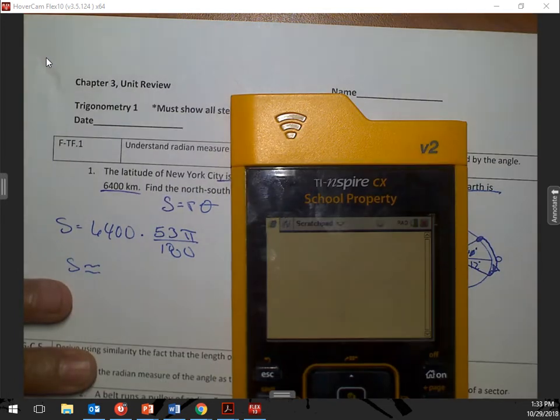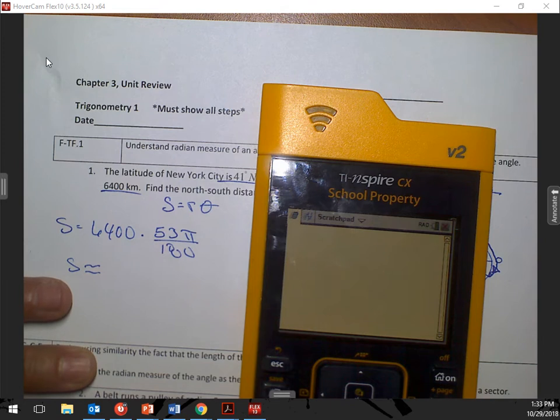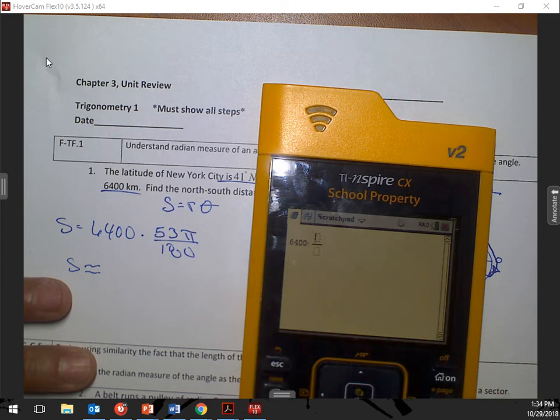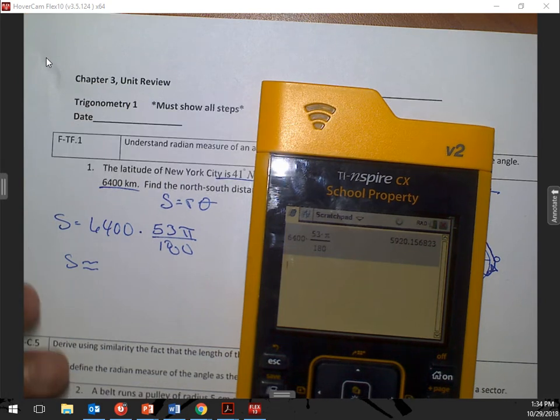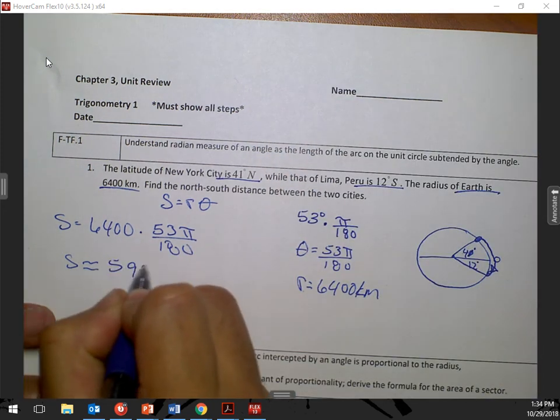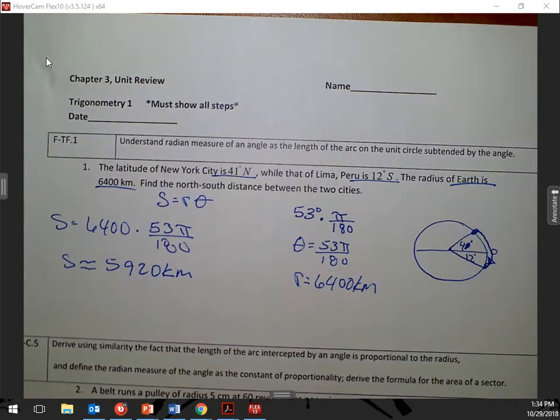Am I right? So 6,400 times 53 pi over 180. So I get 5,920. So it's about 5,920 kilometers. That's it? Yes. Same as the problem we had in our notes.